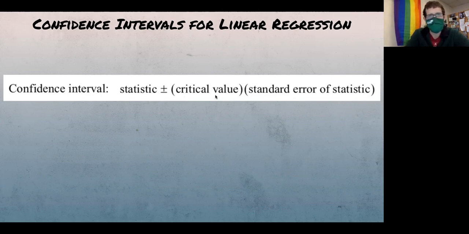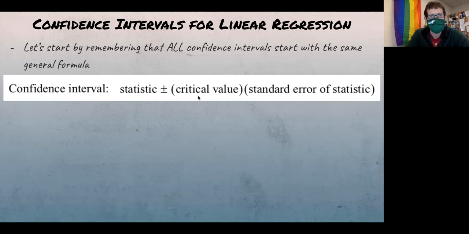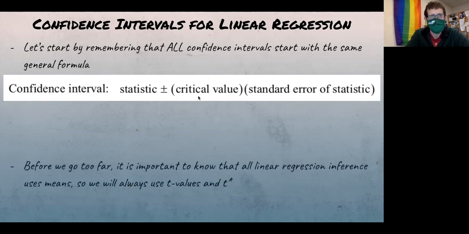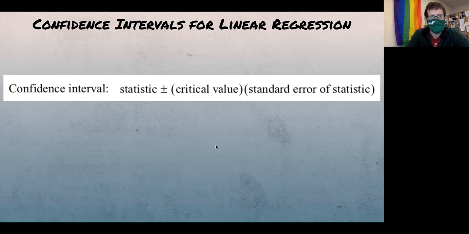This generic formula for a confidence interval you're familiar with, and that doesn't change. But now, as a side note, because linear regression inference uses means, we're going to use t star as our critical value. We're going to work through what this means.